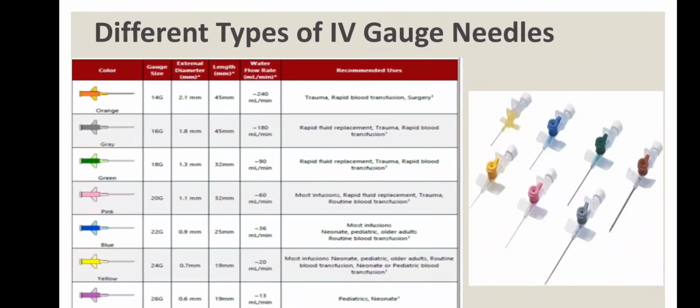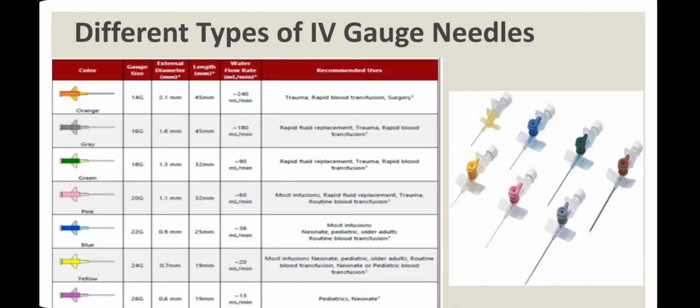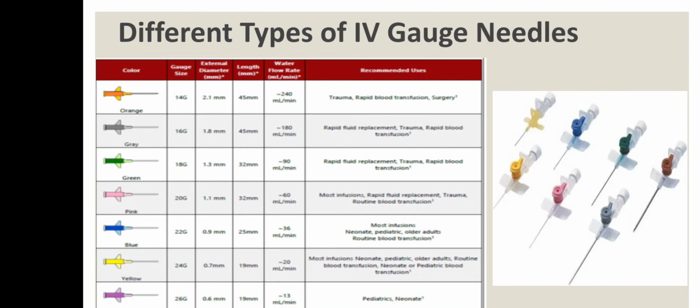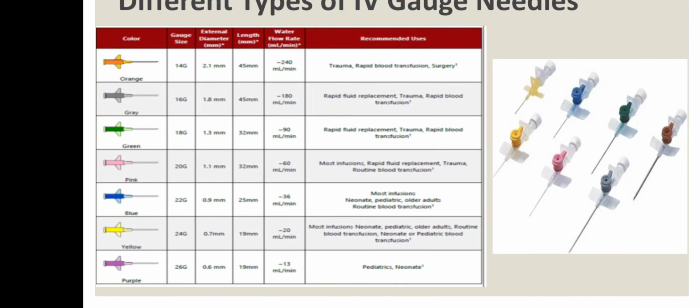So ayan, we have 14, the orange one. Okay. Recommended siya para sa mga trauma, rapid blood transfusion, or surgery. The gray one, 16. Okay, rapid fluid replacement, trauma, and rapid blood transfusion. For green, the 18. Rapid, okay, the same lang din siya with the orange and gray.